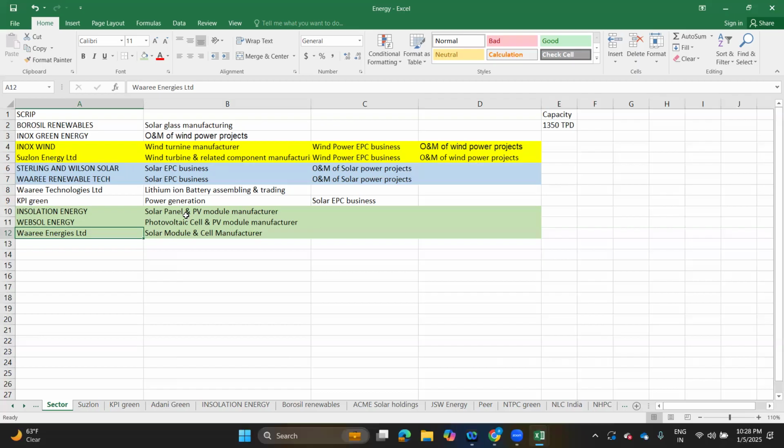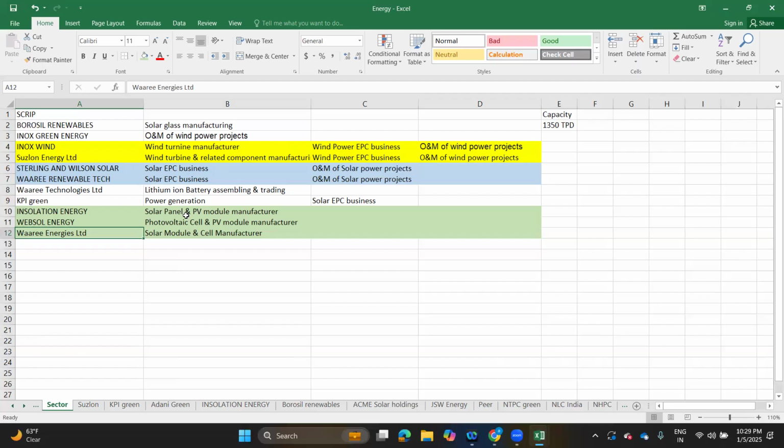Now let's say another type of company you will get: Inox Green Energy, which is basically operation and maintenance of wind power projects. But there are a few other companies also into the operation and maintenance of wind power projects. I'm coming to that. Two companies are very, very similar: one is Inox Wind and another is Suzlon Energy. We all know the old story of Suzlon Energy.